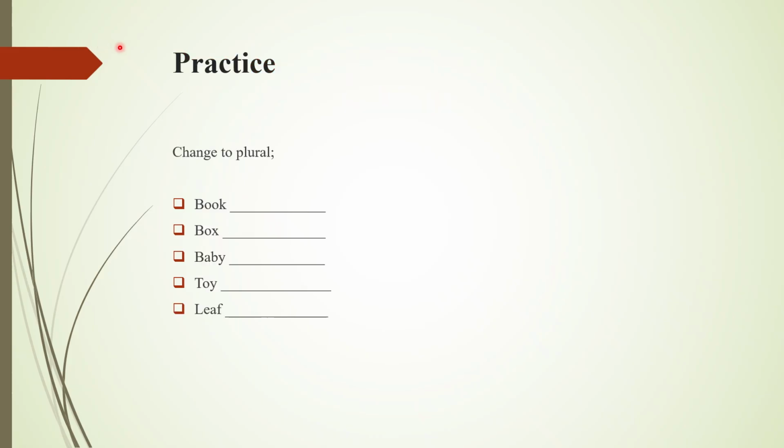So I want you to pause the video and have some practice. I want you to look at the following words. Change these nouns into the plural. Apply the rules from rule number one up to rule number four and change book, box, baby, toy, leaf into the plural, just like we have covered and discussed in the lesson. You try your best.